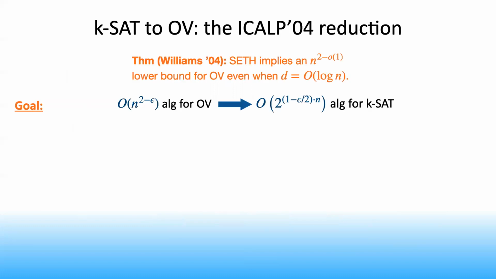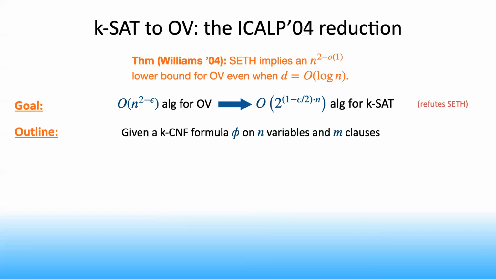And let's start with the old proof, which was from ICALP 2004. The goal is to show that a subquadratic algorithm for OV implies a faster than 2 to the n algorithm for KSAT. And this faster than 2 to the n running time is enough to refute the strong exponential time hypothesis. I didn't state this hypothesis explicitly in this talk, but for all the purposes of this talk, this running time would refute it, so don't worry about it.